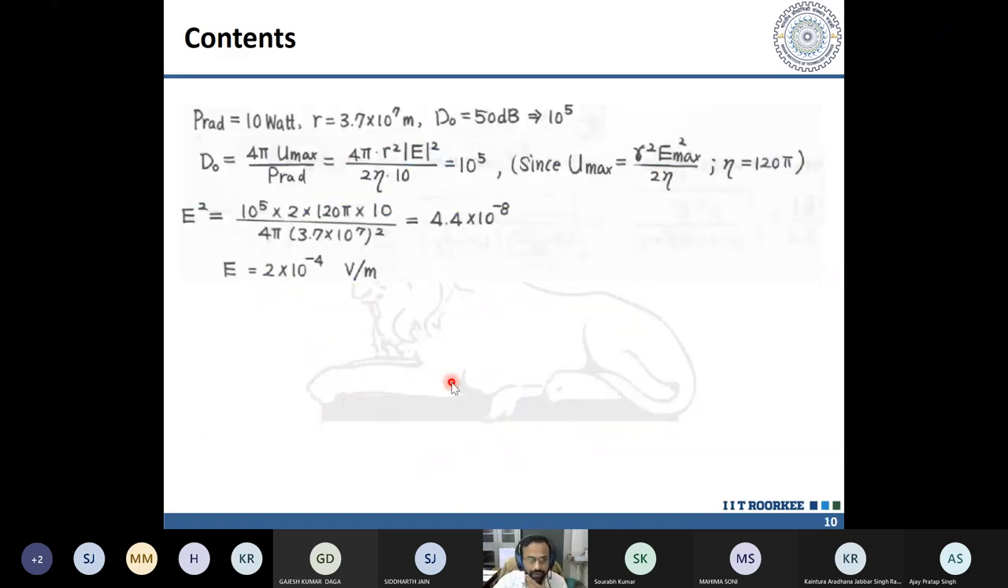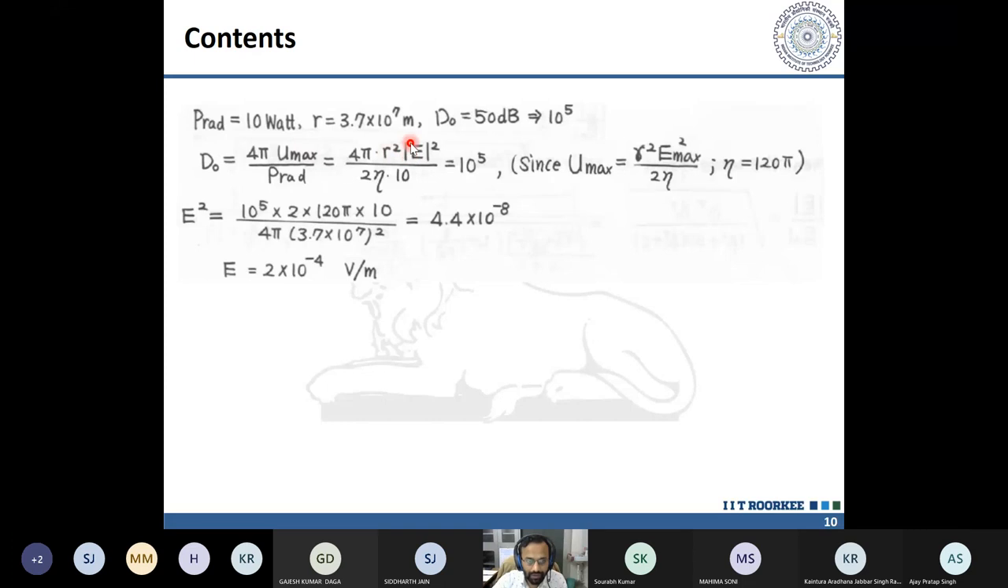Okay, so let us see how to go about this problem. Radiated power is given, distance is given, and the directivity of the transmitting antenna is given. The first thing is we want to calculate the electric field intensity, right? To calculate it, we first evaluate the radiation intensity. We know the power radiated and the directivity, so we calculate U maximum. Once you know U maximum and distance R, we can calculate the power density.